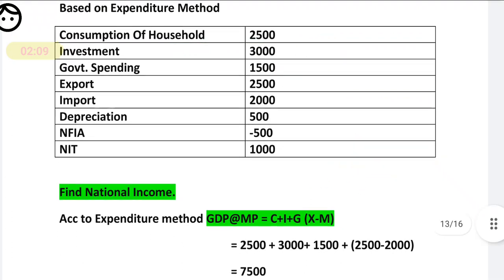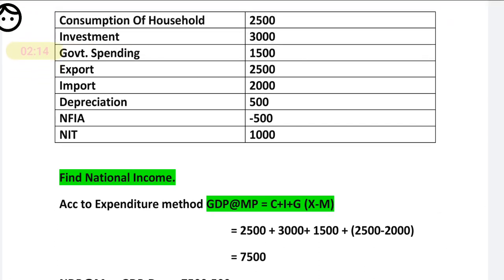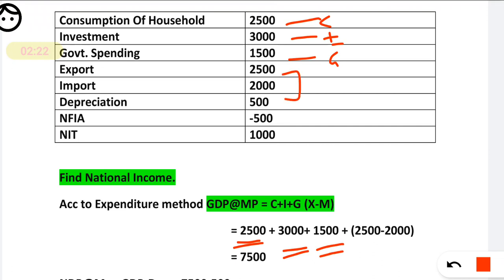So even orally you can compute the GDP at market price. So what will be the GDP at market price? Just put the values here. They have given C is 2500, I is 3000, and G is 1500, right? So put the values, and export minus import is 2500 minus 2000. When you solve, very simple, you will get 7500.